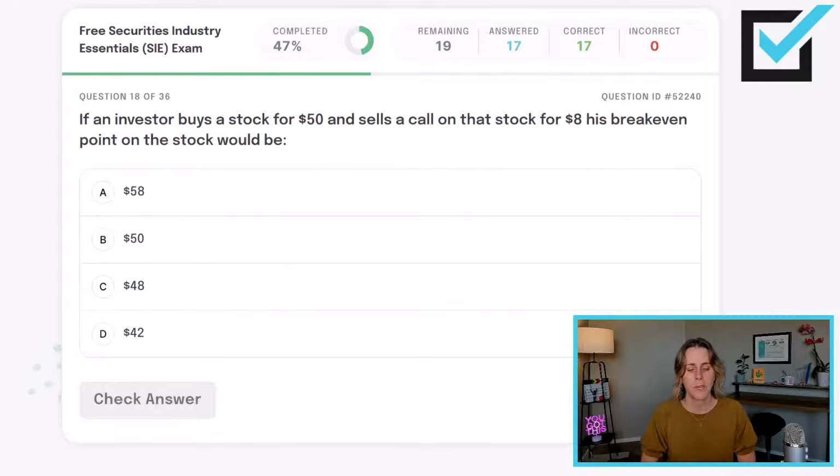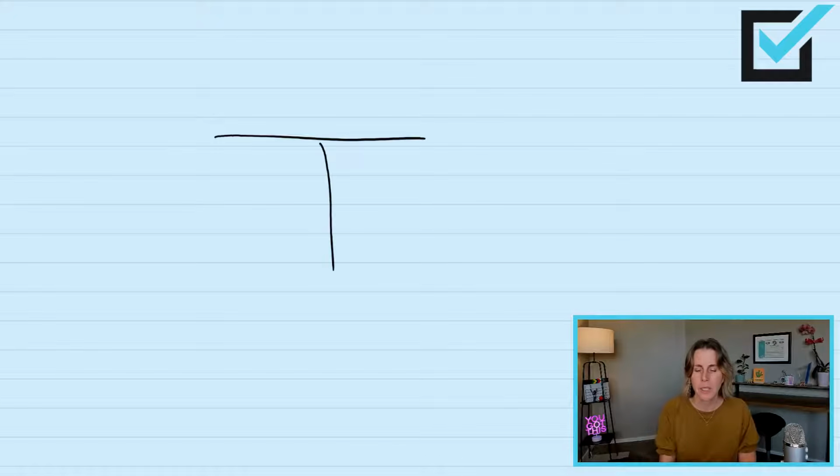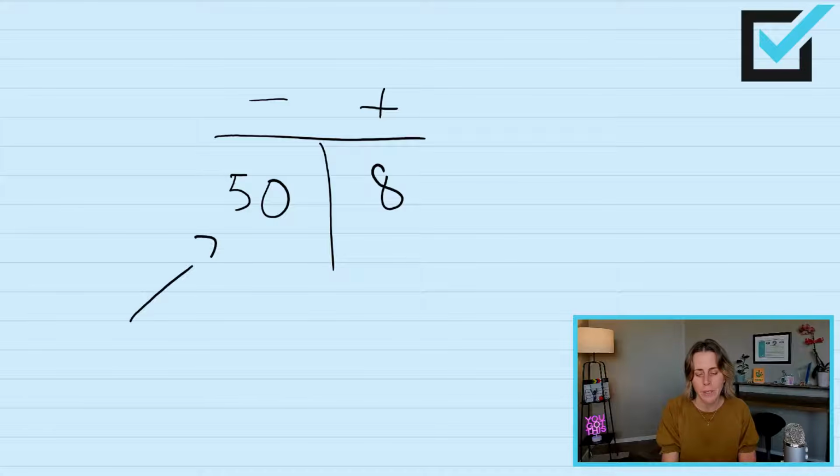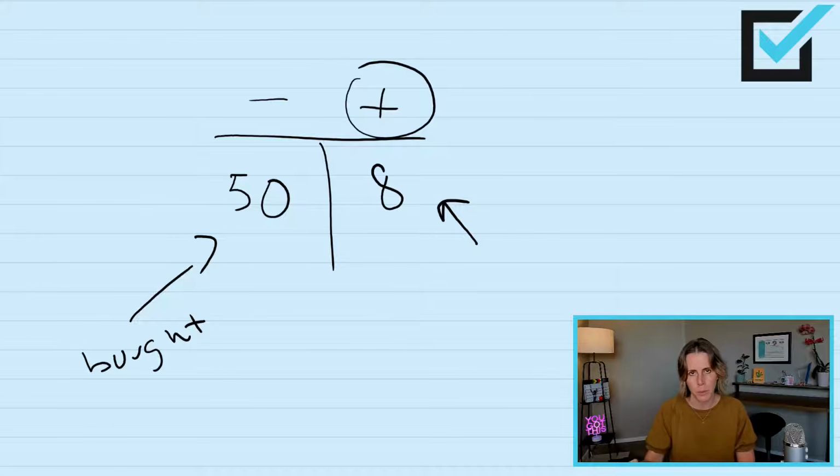If an investor buys a stock for $50 and sells a call on that stock for $8, his break-even point on the stock would be what? So let's make a T-chart. A T-chart is basically going to look at money out of a person's pocket and money in their pocket. So they bought the stock at 50, so out $50 a share. They sold an option, which is money in. The premium on the option is collected by the person selling the option.